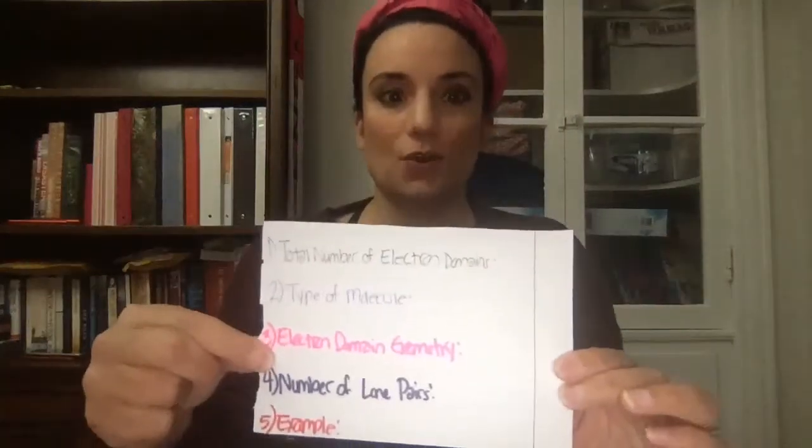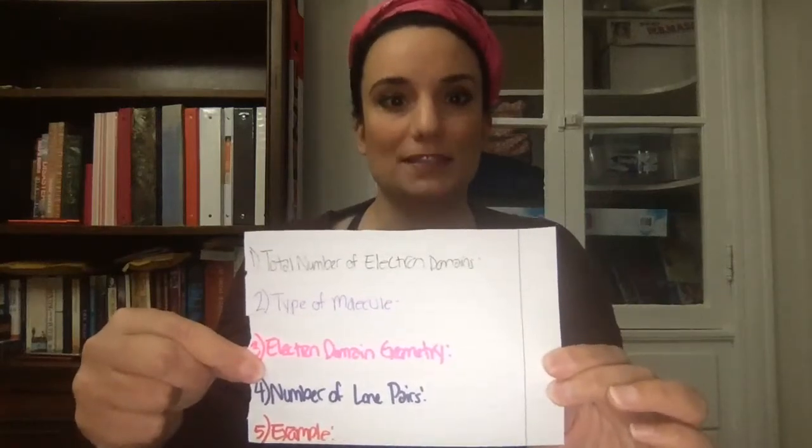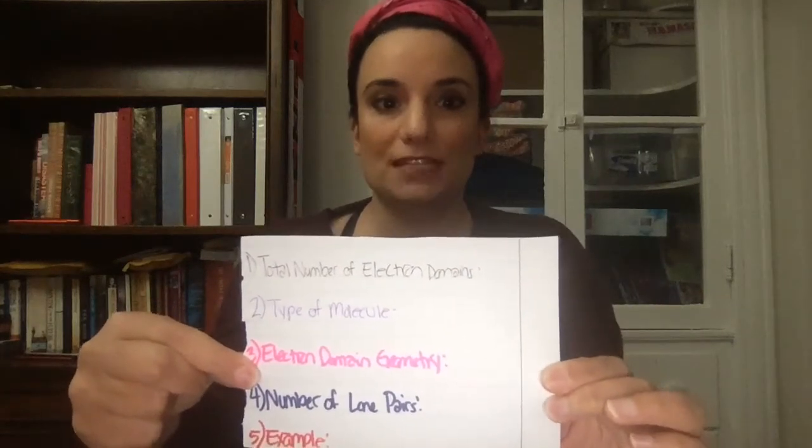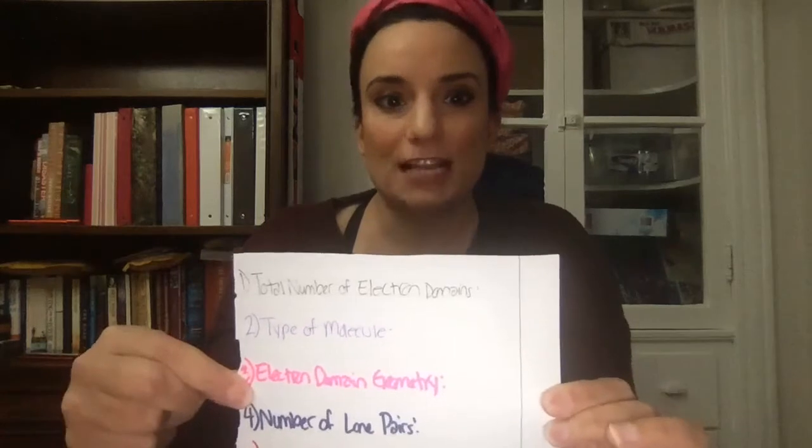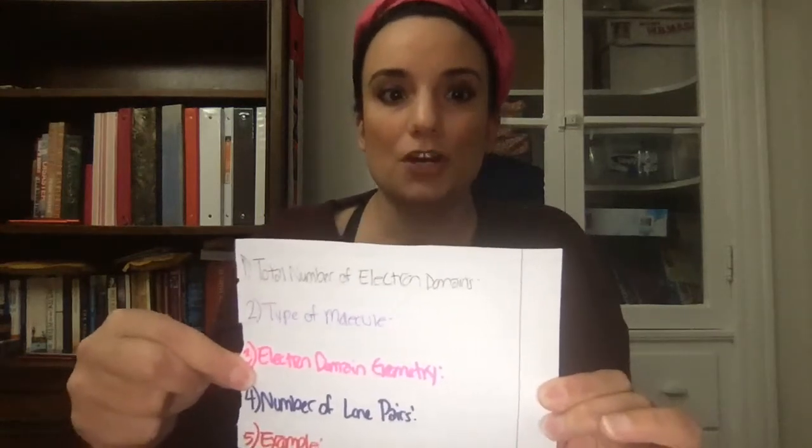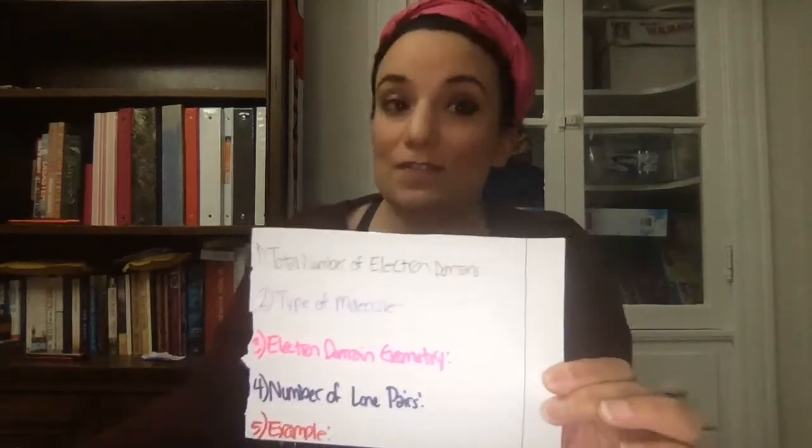We're going to be discussing a whole bunch of different electron domain geometries, about 24 today. And for each of the 24 electron domain geometries, we will indicate 5 things. We will indicate the total number of electron domains, number 1. Number 2 is the type of molecule. Number 3, electron domain geometry. Number 4, number of lone pairs. And number 5, an example.